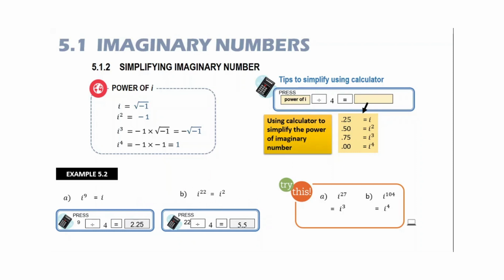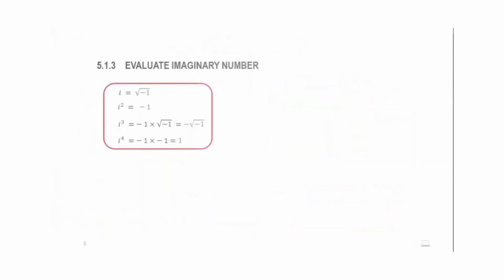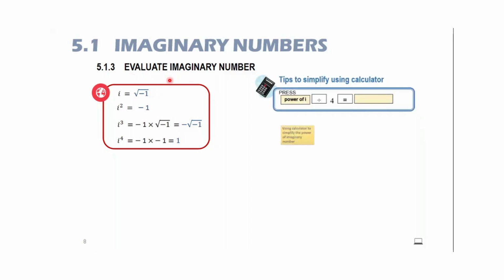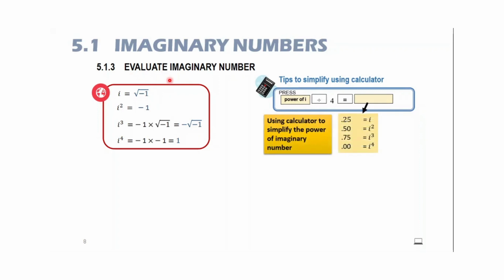Okay, next. Let's look how to evaluate imaginary numbers. Evaluate imaginary is quite same with before this. Simplify. So, sekali ni kita akan melibatkan value. Evaluate ni maksudnya mencari nilai. Tip simplify using power ni kita akan terus gunakan. Sama seperti sebelum ni. Cuma kita ada step tambahan. Memasukkan nilai i kuasa 1, i kuasa 2, i kuasa 3, i kuasa 4 di jawapan akhir kita.